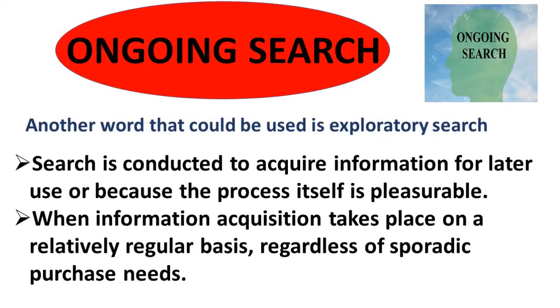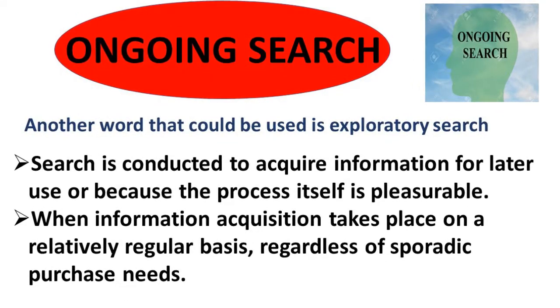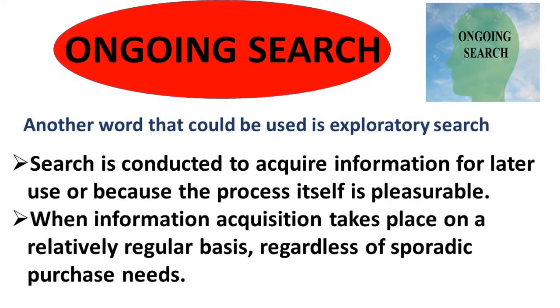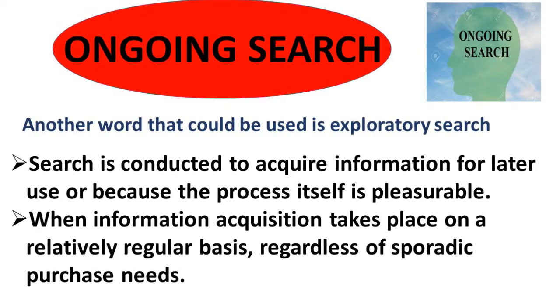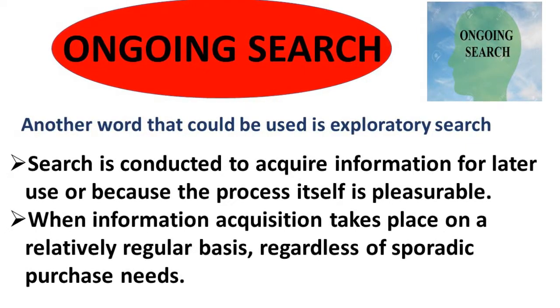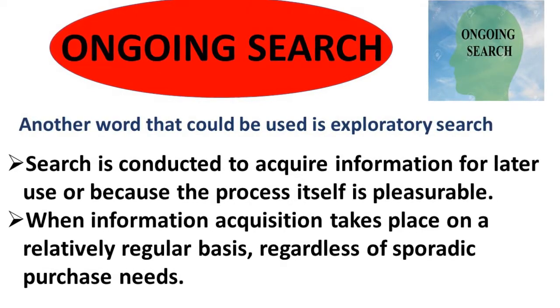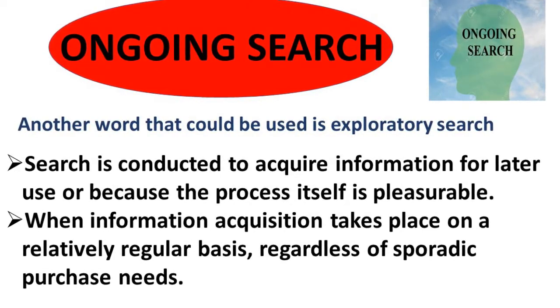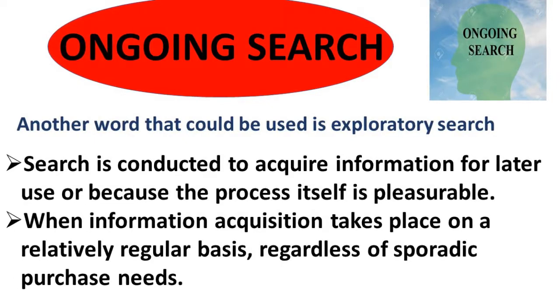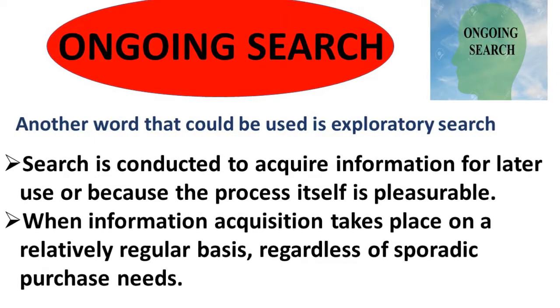Ongoing search is search that is conducted to acquire information for later use or because the process itself is pleasurable, when information acquisition takes place on a relatively regular basis, regardless of sporadic purchase needs. Another word that could be used for ongoing search is exploratory search.